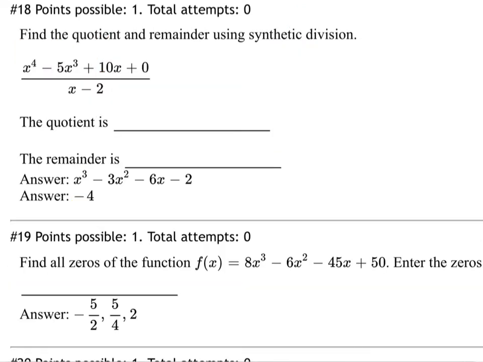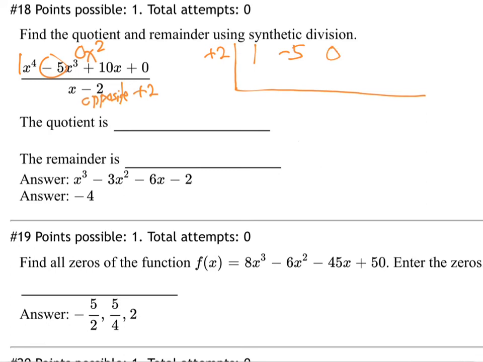Let's try another one. So number 18, same thing. You take the opposite of this number, plus 2, right? Because whenever a number is right next to x, we always take the opposite of it. You've seen that pattern now a few times. So plus 2. And then we write down the coefficients. 1, negative 5. And then notice x squared is missing, so that's 0. You can't skip anybody, so there's a 0x squared. Then next comes a plus 10x, just the numbers, and then the 0 at the back.